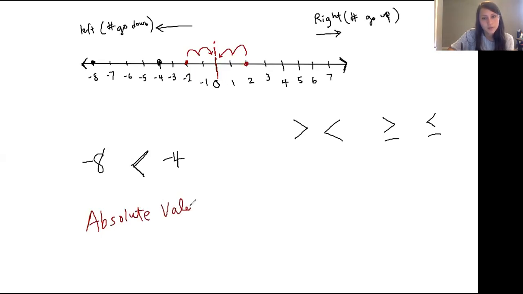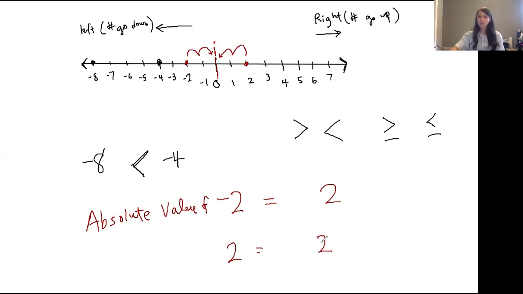So if I said, what is the absolute value of -2? Well, you would say it's 2, because the distance of -2 to 0 is 2 spaces away. If I said, what's the absolute value of positive 2, you would still say it's 2, because it's 2 spaces away from 0. So this is the symbol we use to represent it. We put 2 long vertical lines around the number we're looking at.